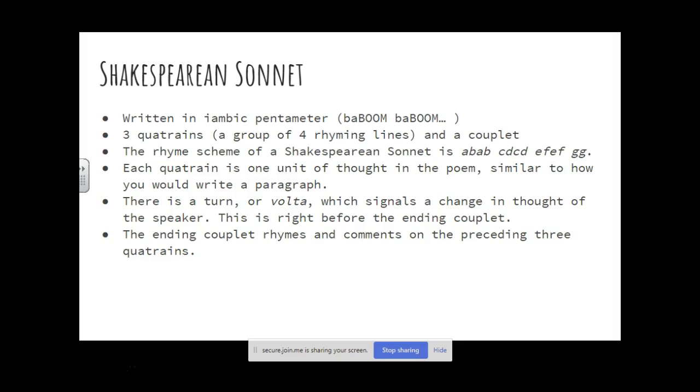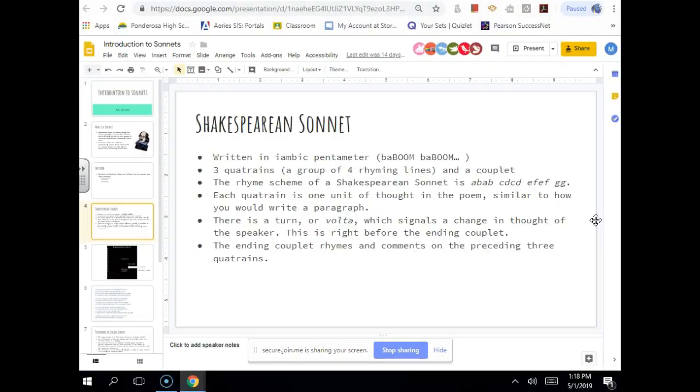Okay? Hold on, can I get through this one more too? Okay. So this is where it gets tricky. So in a Shakespearean sonnet, the form looks like this. It is 3 quatrains. What is quattro in Spanish? Okay, quatrain, how many lines can you guess? 4, okay? So 3 quatrains and a couplet.